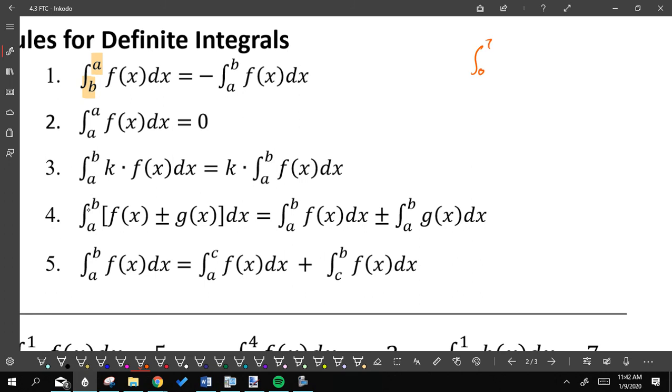Yesterday in bell work, we did a problem like this, where I asked you to find the area under the curve from 0 to 7 of f of x dx. I think yesterday we got 6 for our bell work question. What if I would have asked you to do this and go 7 to 0 of f of x dx? Why did it become negative 6? We were finding the area under the curve, but we were going backwards.